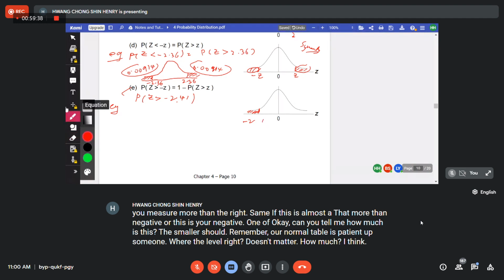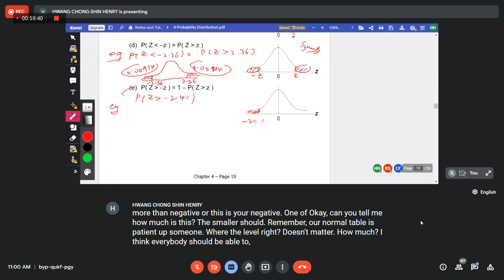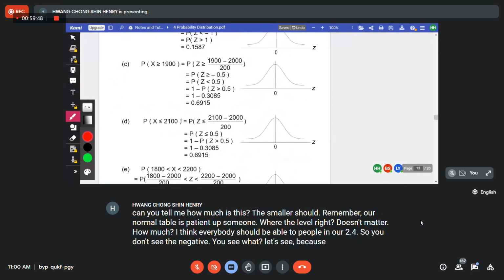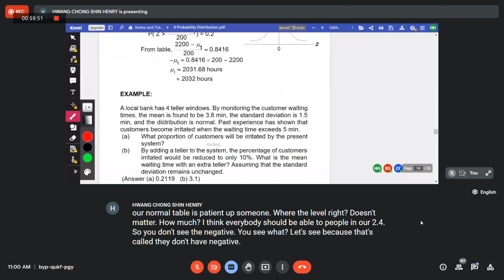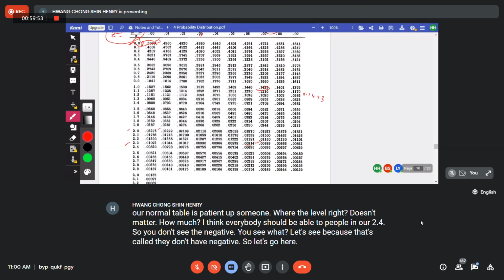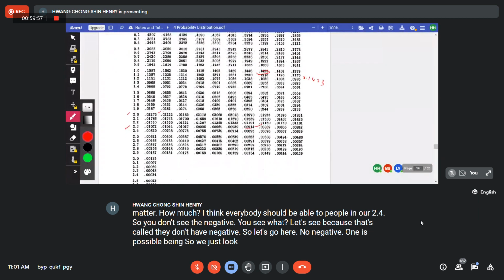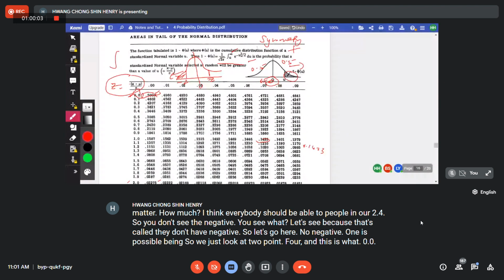I think everybody should be able to read the table now, right? 2.41. So you don't see the negative, you see what? Because the z-score table doesn't have negative ones. Can you see the z-score here, no negative one. It is positive only. So we just look at 2.4, and this is 1, right? 0.00, sorry, here.